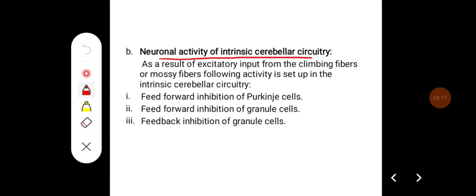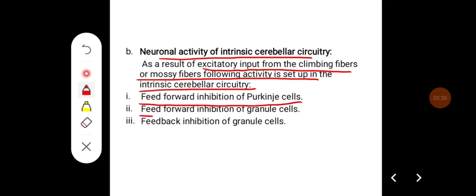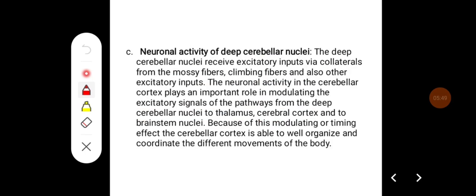Neuronal activity of the intrinsic cerebellar circuitry. As a result of excitatory input from climbing fibers or mossy fibers, the following activities are set up in the intrinsic cerebellar circuitry. That is, there can be feed forward inhibition of Purkinje cells, there can be feed forward inhibition of granule cells, there can be feedback inhibition of granule cells, which are going to modulate the activity in the Purkinje cell.